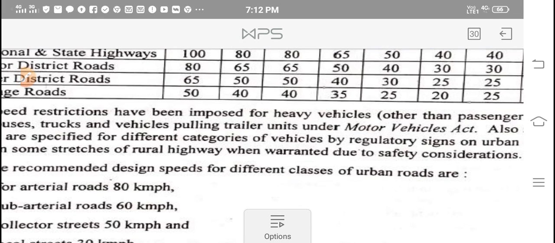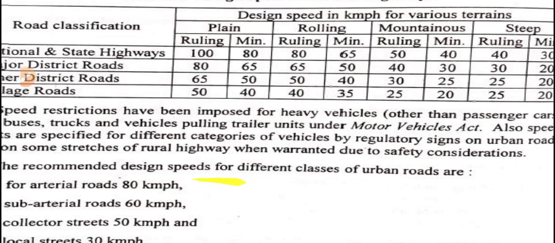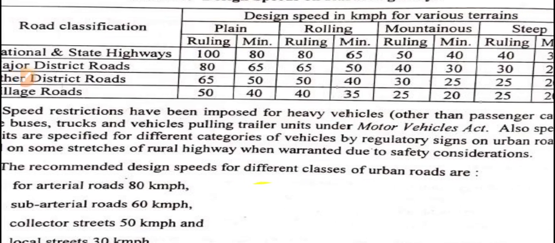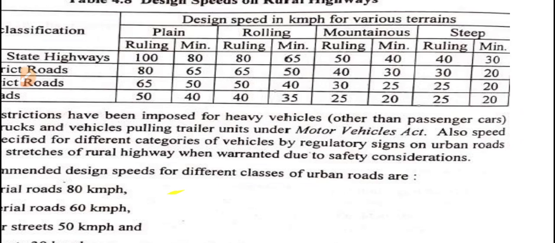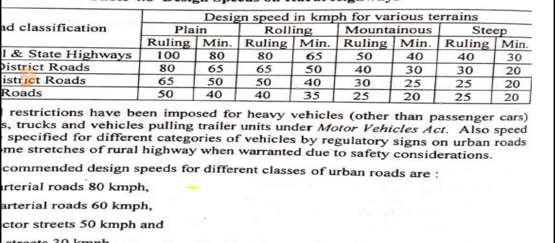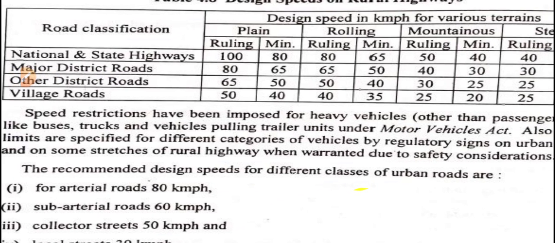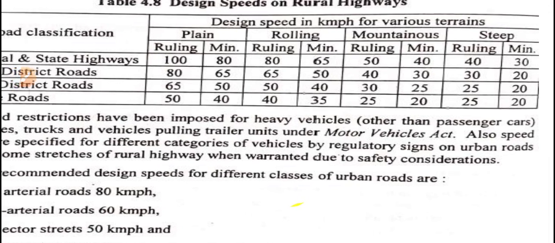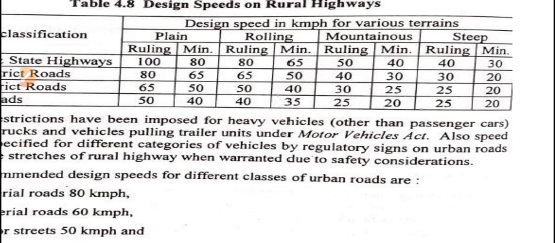Right? Speed restrictions have been imposed for heavy vehicles other than passenger cars, like buses, trucks and vehicles pulling trailer units, under the Motor Vehicles Act. Also, speed limits are specified for different categories of vehicles by regulatory signs on urban roads and on some stretches of rural highway when warranted due to traffic consideration. All these specifications are laid down by the Motor Vehicles Act of 1939.